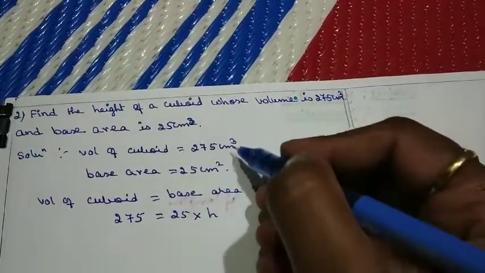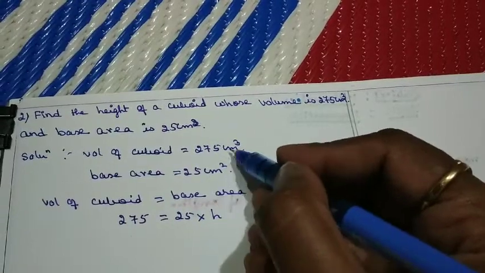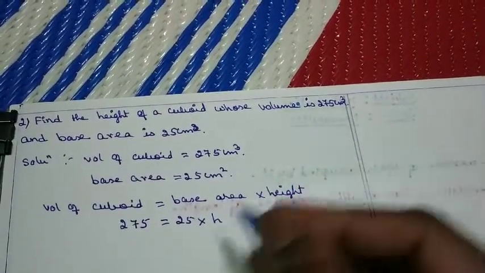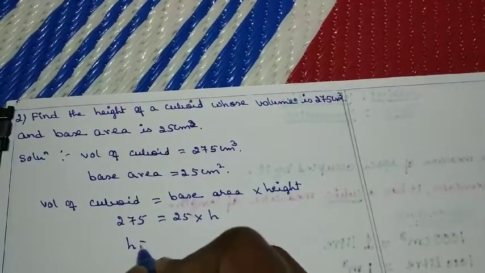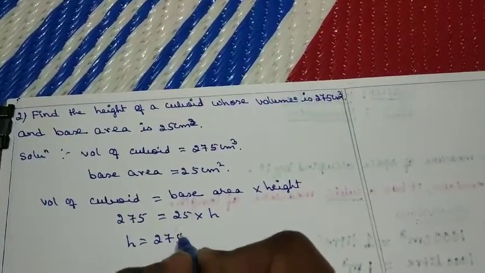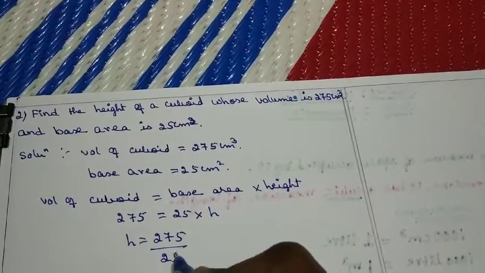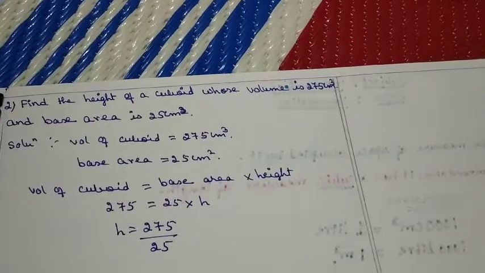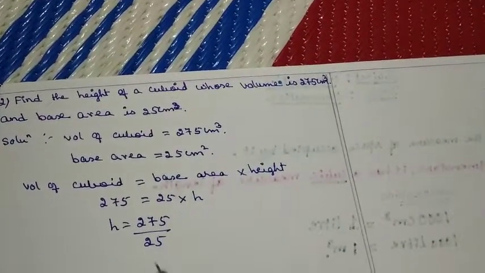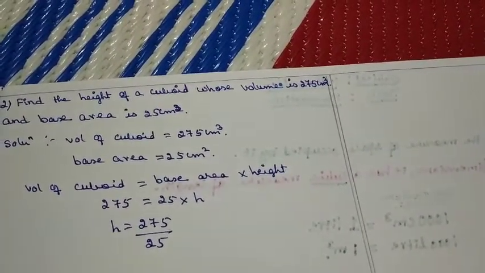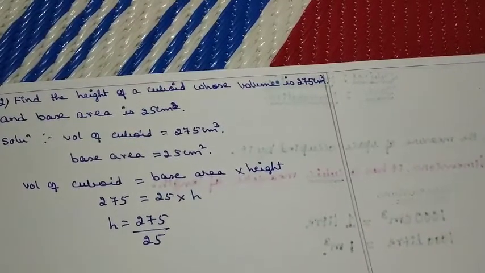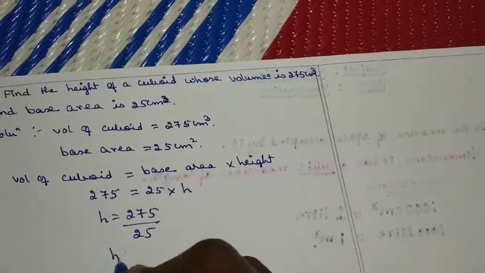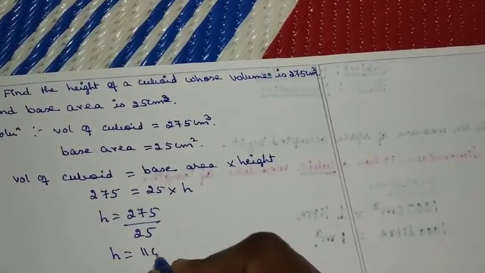275. Here both the units are the same, that is centimeter, but here it is cubic centimeter and here it is square centimeter. Then H equal to 275 divided by 25, because 25 and H are under multiplication. So the multiplication of 25 will change to division. Then 275 divided by 25 is nothing but 11. So H equal to 11 and the unit is centimeter.